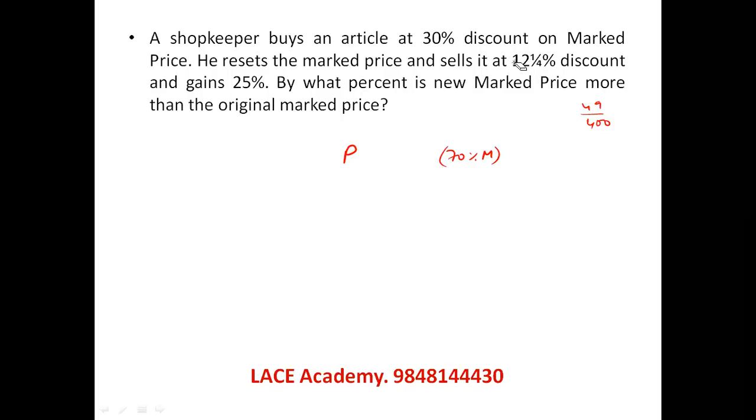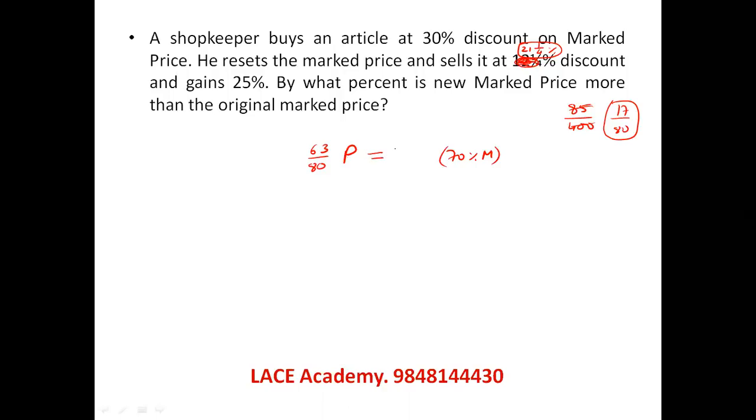Actually it is 21 1 by 4. So the question was given with 21 1 by 4. Sorry for that. 21 1 by 4 discount is 85 by 400 discount. 85 by 400 can be written as 17 by 80. So 17 by 80 is the discount given. If 17 by 80 discount is given, he will be selling it at 63 by 80 of the new price.